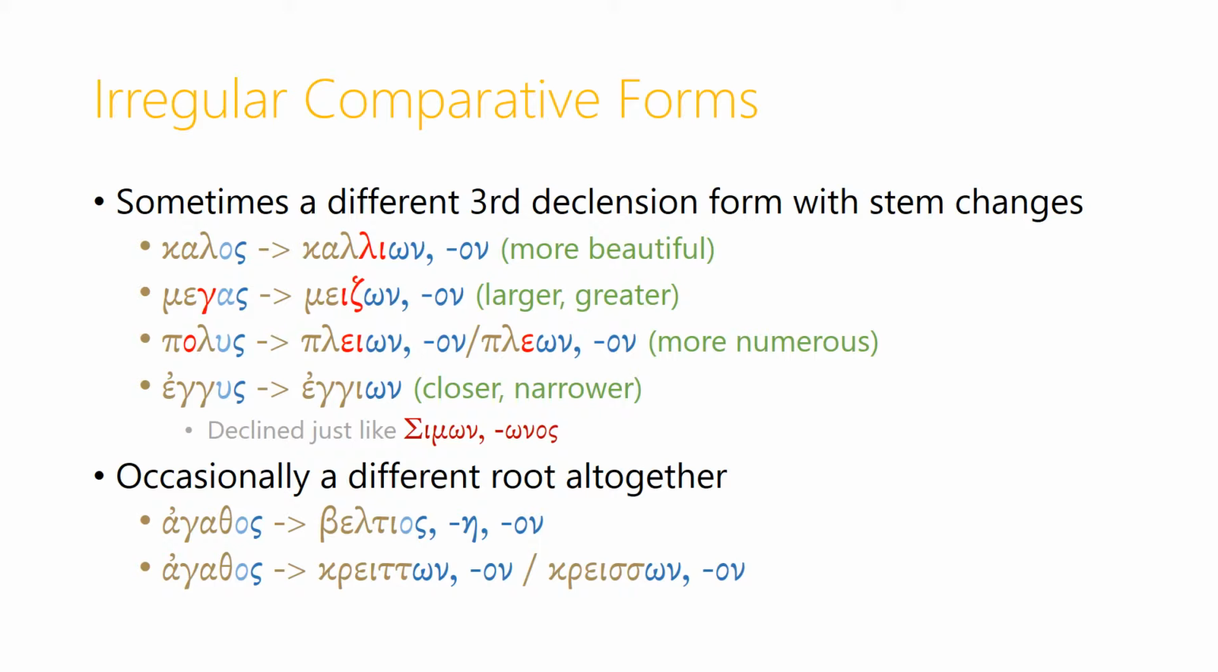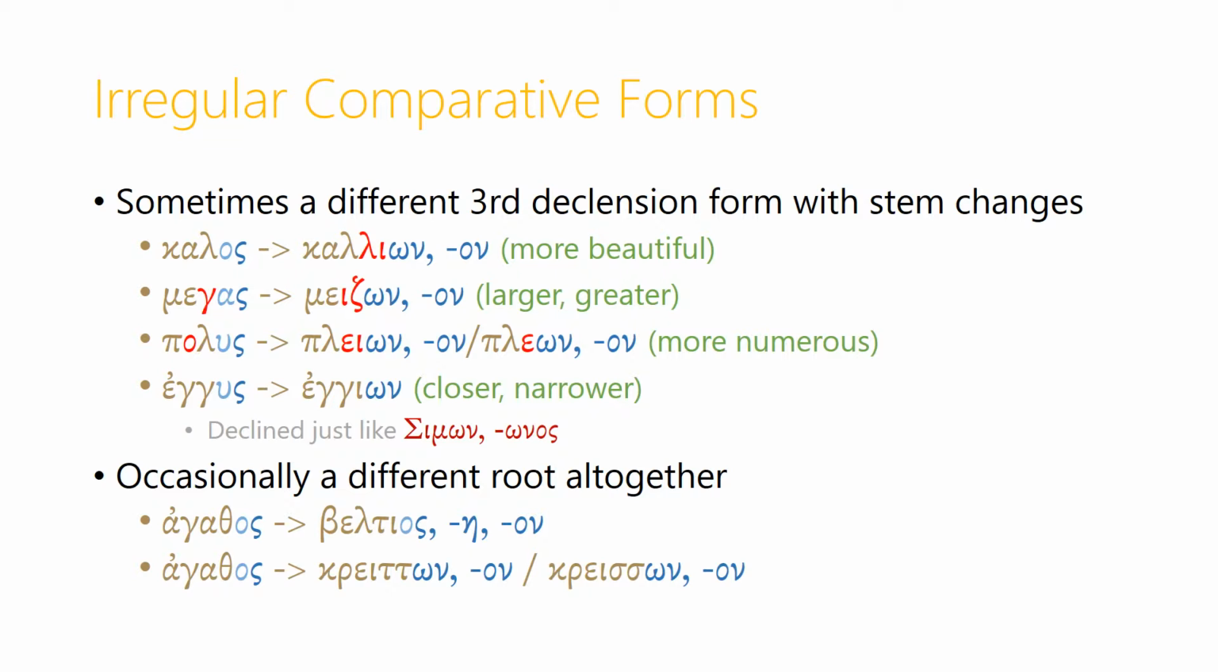Polus, which means many or much, in its comparative form becomes pleion or pleion. And there's some inconsistency here whether we spell that with an epsilon iota diphthong or just with an epsilon. Is it pleion or pleon? And we'll see both forms in the New Testament. But if polus means many, pleion means more numerous. Engus, which means close, in the comparative becomes engion, closer or narrower.